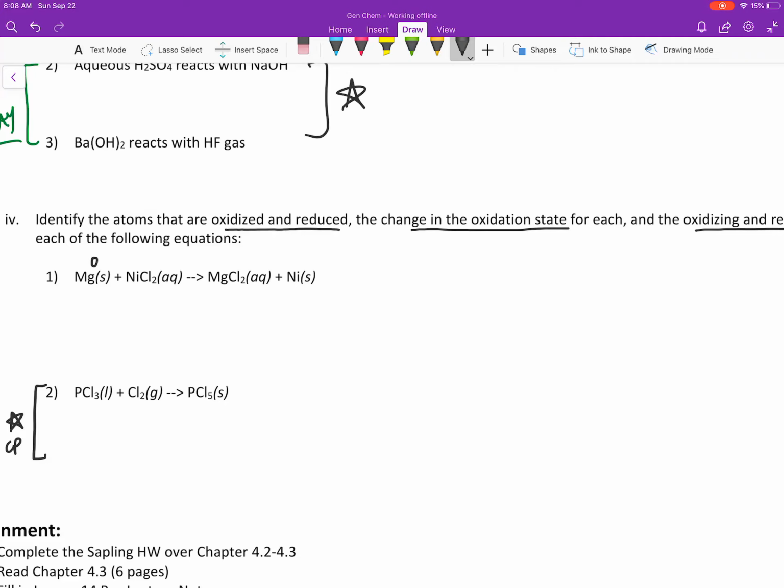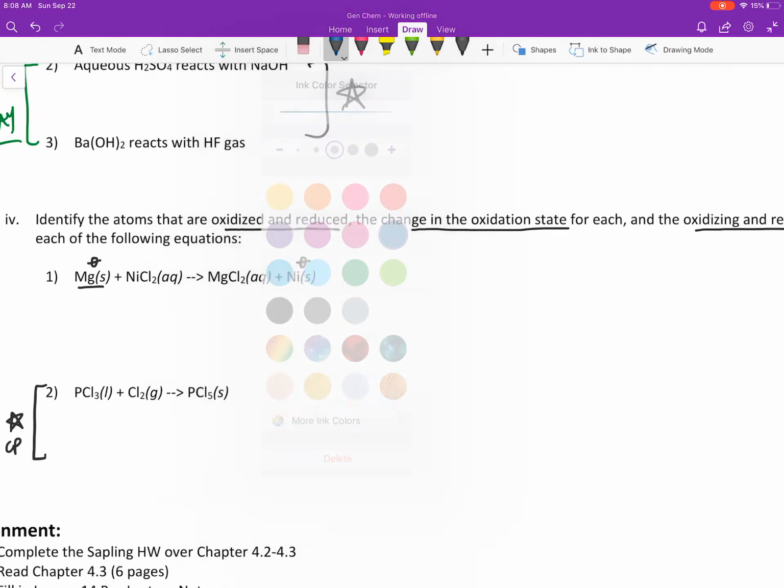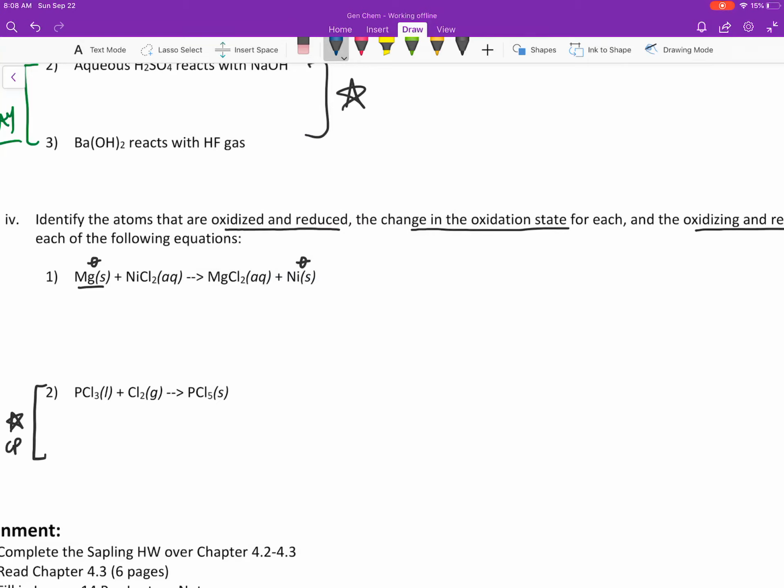So magnesium is going from 0 because there's no charge. When you have it in its neutral state like this on the periodic table, it's neutral. The same thing must be true about nickel. So they have a 0 charge. Now, one of the rules we said about halogens is that they are going to have a 1 minus charge. So in this case, I have 1 minus and 1 minus.